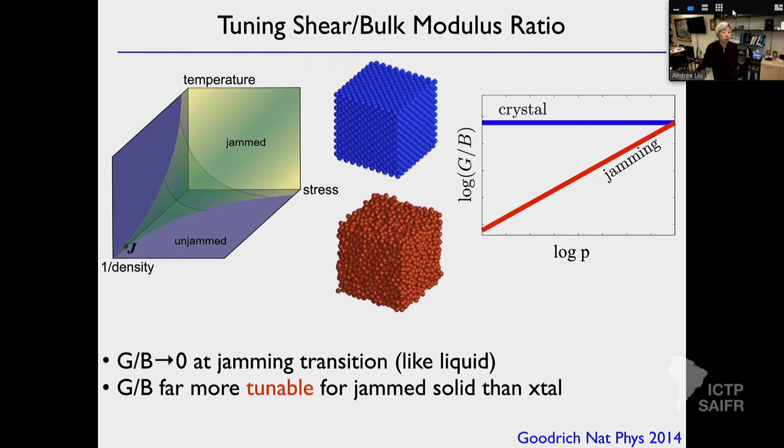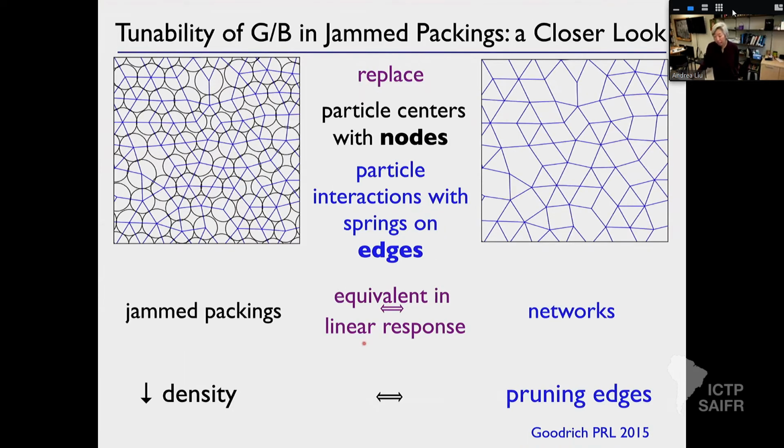But if you do the disordered case, if you look at the jammed system, so you start with these disordered configurations and look at where they jam, okay? What you see as you decrease the pressure is that the ratio of the shear to bulk modulus drops as a power law, and it goes to zero at the transition, marking basically a smooth transition to the liquid, the fluid state, instead of a first order jump as you get for the crystal. So you can see that the ratio of the shear to bulk modulus is much, much more tunable for the jammed solid than for the crystal. So that's what we knew, and that's what we started with, okay?